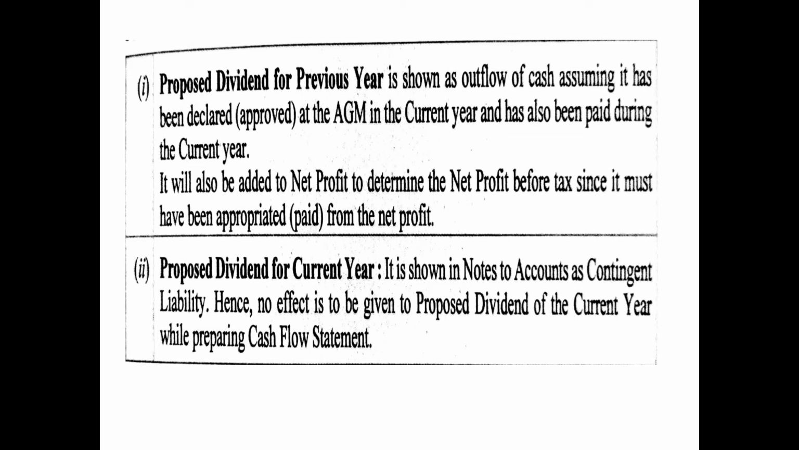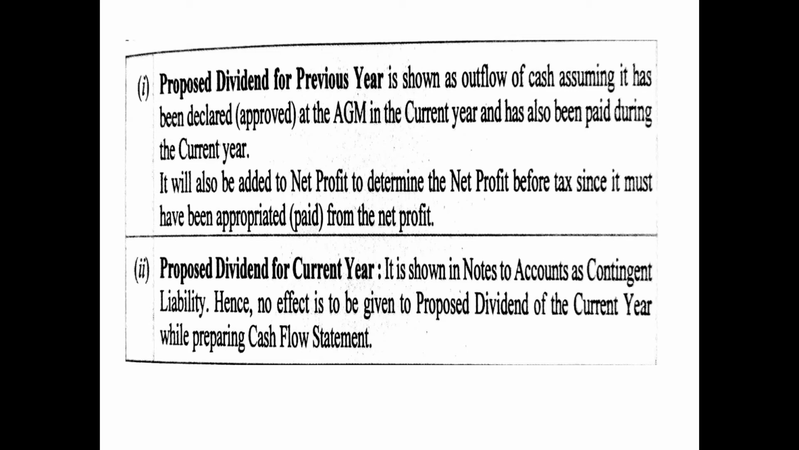There can be two proposed dividends. Number 1, proposed dividend for previous year. Proposed dividend for previous year is shown as an outflow of cash, assuming it has been declared and approved at the AGM, that is annual general meeting, in the current year, and has also been paid during the current year. So proposed dividend of the previous year will be shown as a cash outflow. It will be deducted, but only and only under financing activity. And it will also be added back to the net profit to determine the net profit before tax, since it must have been paid from the net profit, as we have already discussed.